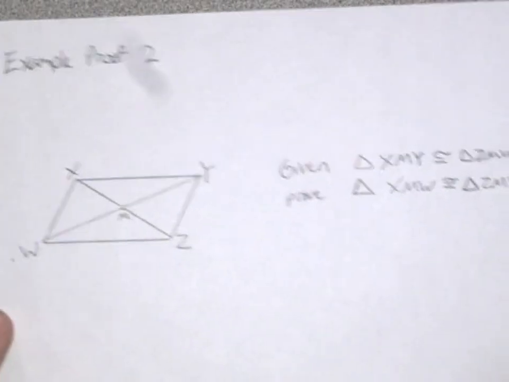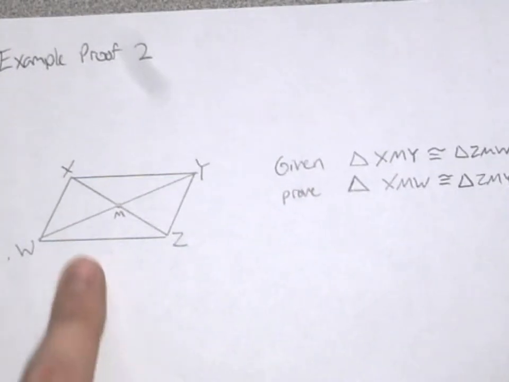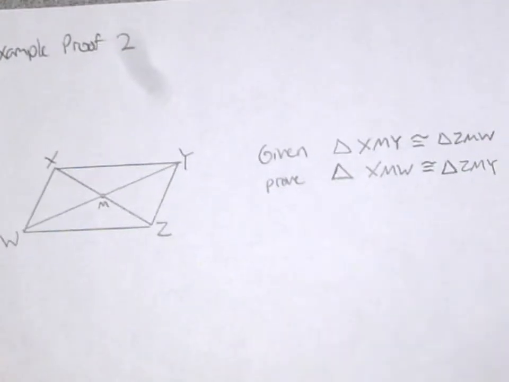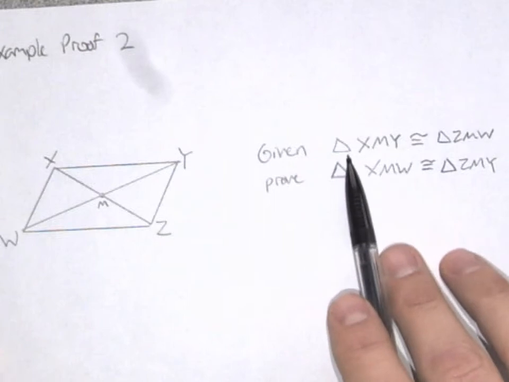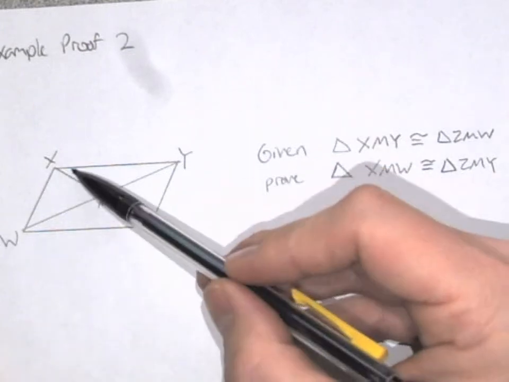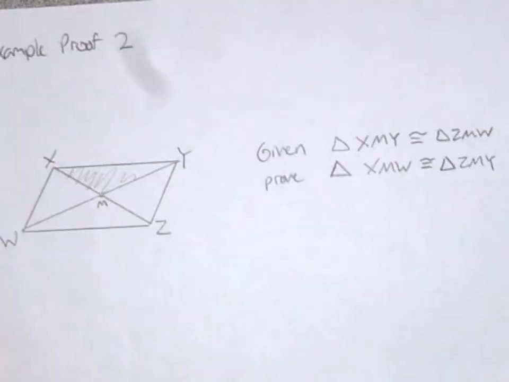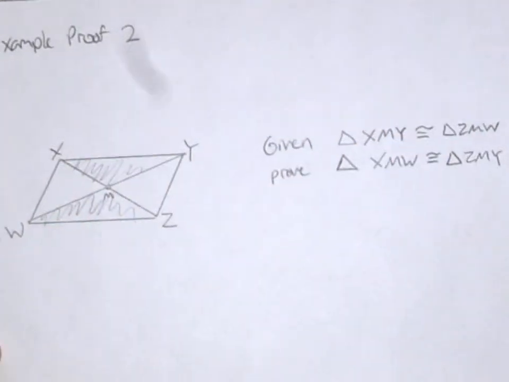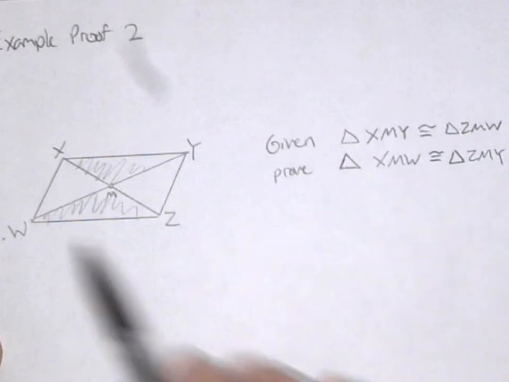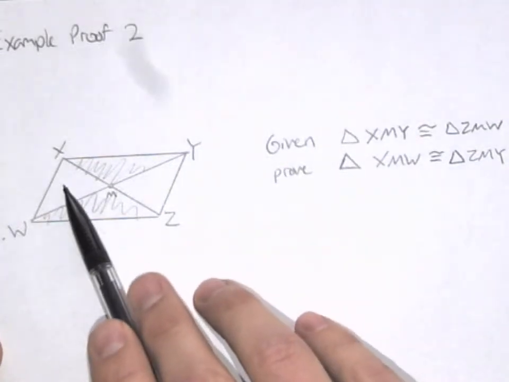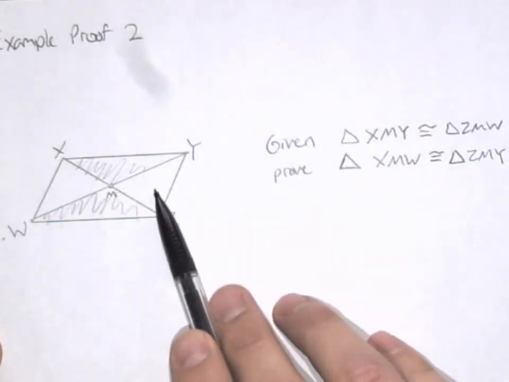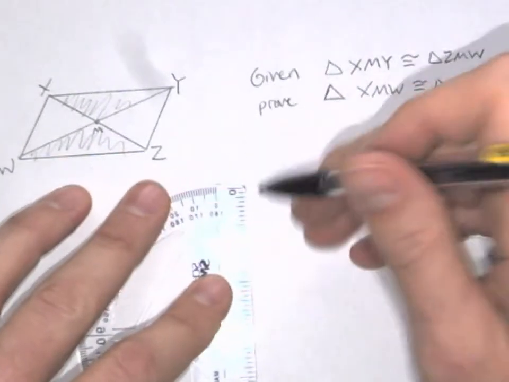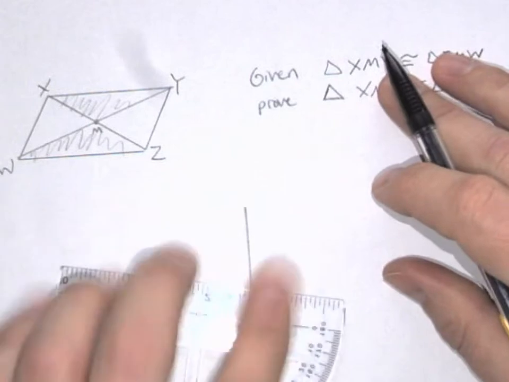So in this one, we have a similar shape, right? We've got this parallelogram, and we're actually going to start out with a congruence statement. In this case, it says triangle XMY, which is this guy, is congruent to triangle ZMW, which is this guy. So that's the given. They're telling us that. And what we want to prove is that this guy, XMW, is congruent to this guy, ZMY. So what we're going to do is use that fact again, CPCTC.